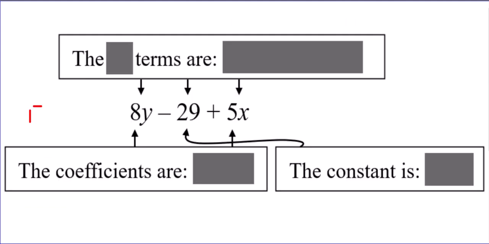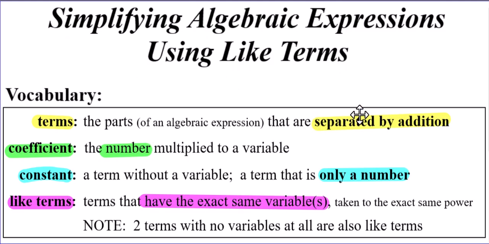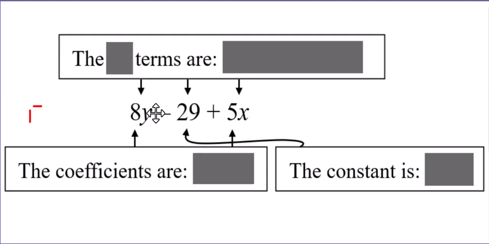Okay, now that we went over that vocabulary real quick, let's use what we just learned to do some little identification here. So we have an algebraic expression, 8y minus 29 plus 5x. We're going to first figure out who the actual terms are, and then we'll talk about who the coefficients are and who the constants are. Well, first thing we have to remember, terms are supposed to be separated by addition. This is almost all addition, but right here we have subtraction. So pencils in your hand, we're going to make subtraction become adding the opposite.